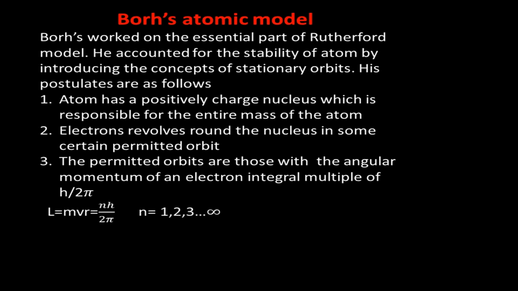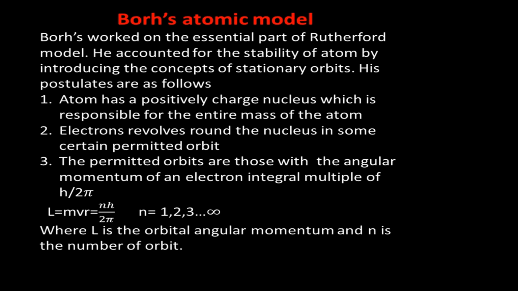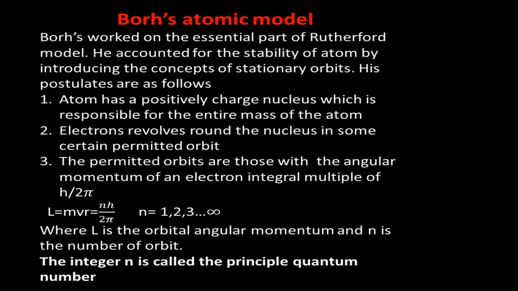He gave the relationship L equals mvr, which is equal to nh over 2π, where L is the angular momentum or orbital angular momentum, and n is the number of orbits. So this is the relationship L equals mvr, which is equal to nh over 2π. h is the Planck constant. n equals the number of orbits, which can be 1, 2, 3 to infinity. The integer n is called the principal quantum number.